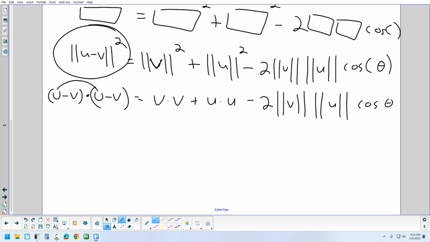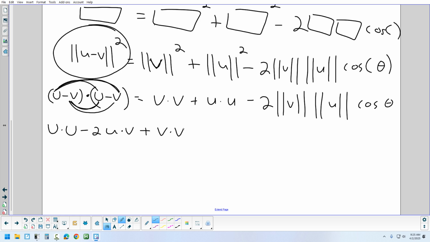All right, so we got u dot u. We've got u dot negative v, and then another u dot negative v. So how many of those u dot negative v's do we have? 2, and they're negative. So negative u dot v, negative u dot v, that's negative 2 u dot v. And negative v dot negative v. Negative times negative is a positive, so negative v dot negative v is really positive v dot v.